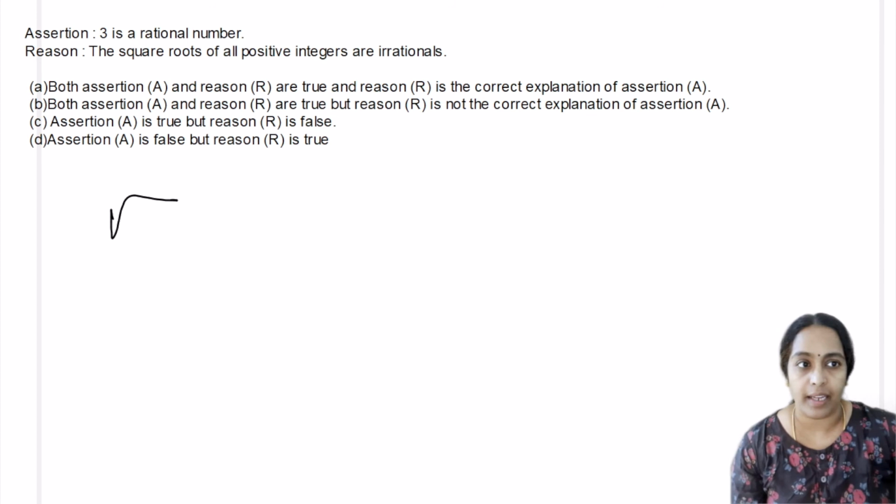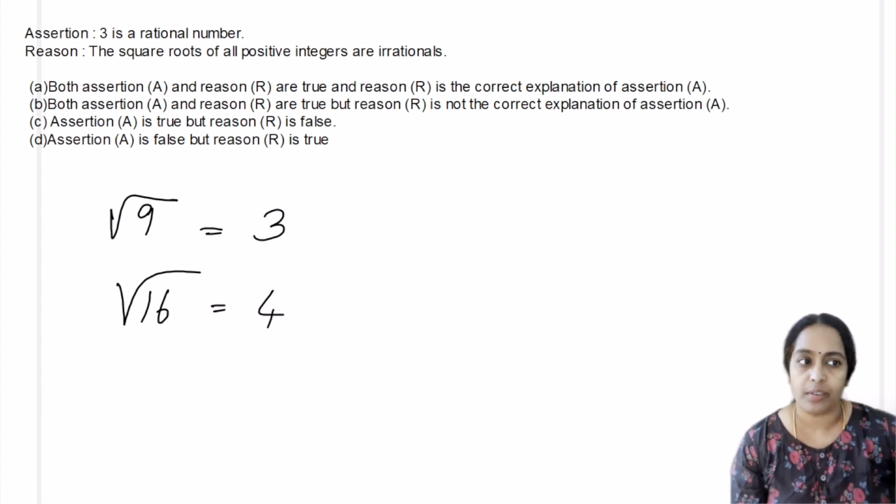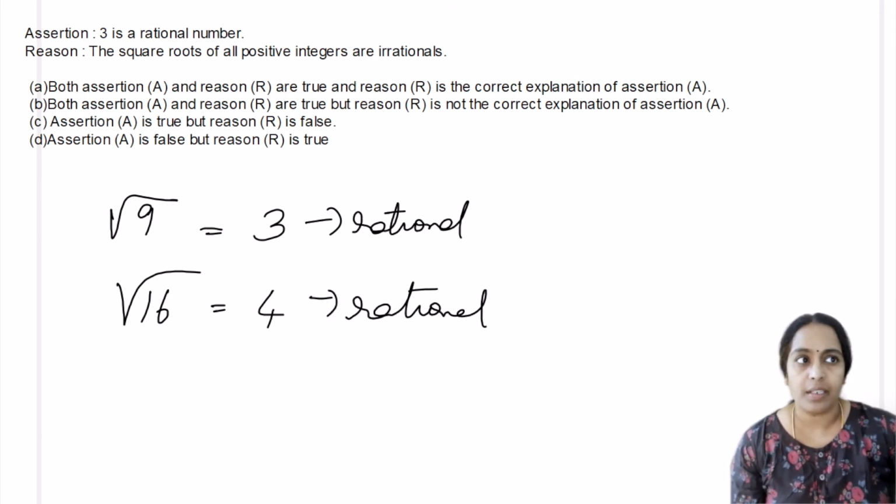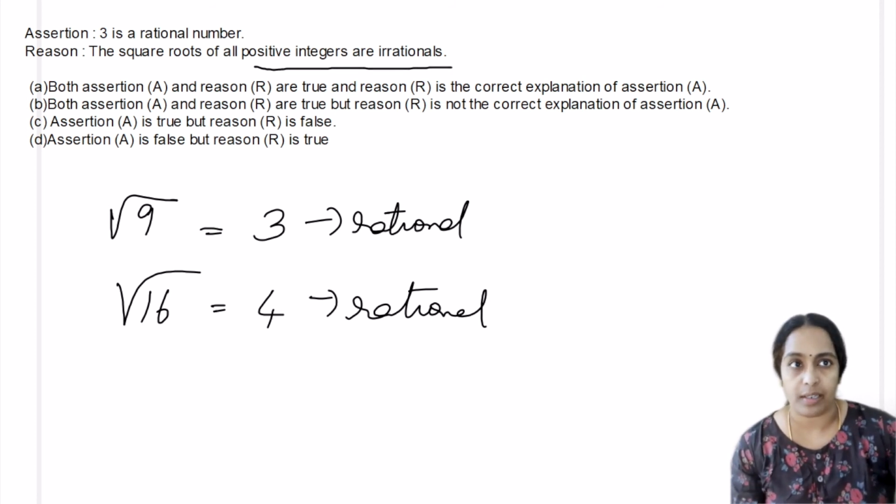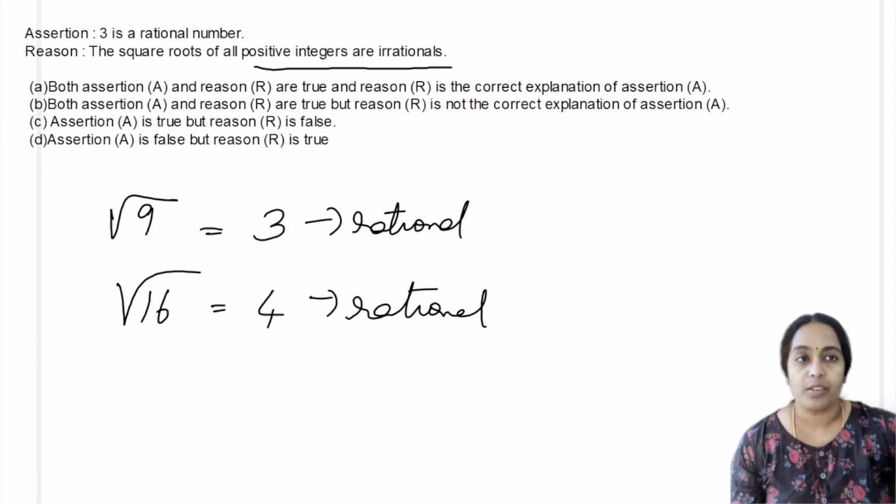Let's take 9. What is the square root of 9? It is 3. Is it irrational? What's the square root of 16? It is 4. So, it is again rational. So, these are all rational numbers. So, which means that the reason statement is wrong. The statement that square roots of all positive integers are rational is wrong. But assertion statement, 3 is a rational number. Yes, it is definitely a rational number. So assertion is true, reason is false. So it is option C. Option C is the correct answer. Assertion is a true statement, reason is a false statement.